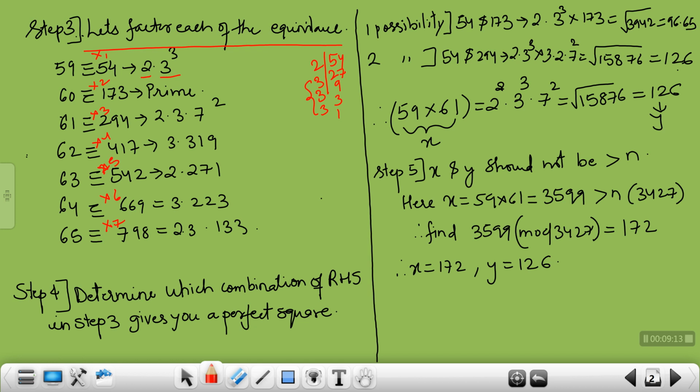Now 294. When I calculate the factors of 294, what factors do I get? So this is 1, 4, 7. Then we multiply with this: 3 4s are 12, 3 9s are 27, 7 7s are 49, 7 1s are 7. So what are the factors? 2, 3 and 7 square.